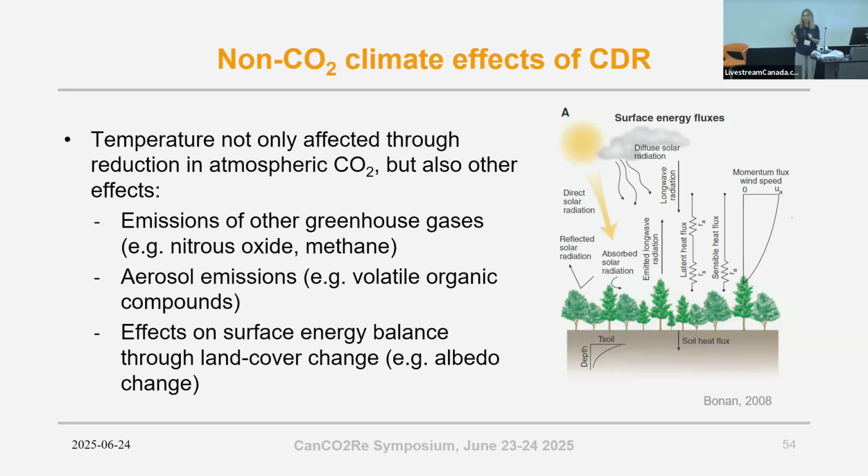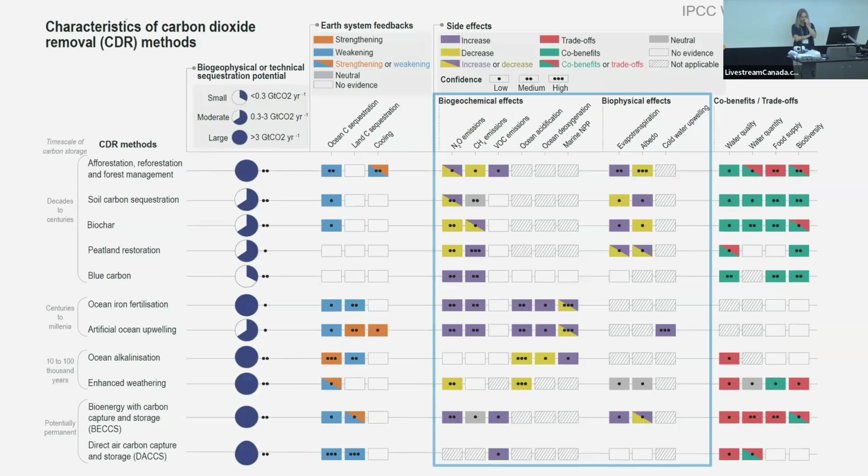So things like the reflectivity or the albedo, the evapotranspiration, so the extent to which plants can access water and transpire that into the atmosphere. And so this here is a figure from the IPCC report, which summarizes some of these non-carbon dioxide effects here within this blue box. So this is a complex figure with a lot of details.